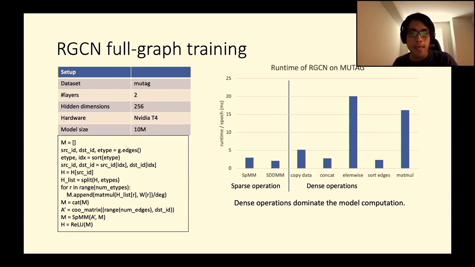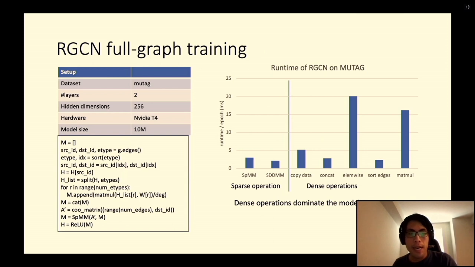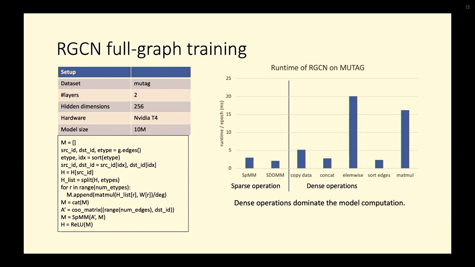However, RGCN is very different from the previous models. In RGCN, the sparse operations take much less time than dense operations. The main reason is that we need to perform many dense operations on each edge type separately. This may introduce some kernel launching overhead in GPU. Also, in our implementation, we first copy the node features to edges, which results in a much larger tensor on which we need to perform dense computation. And that's why the dense operations are much more expensive.